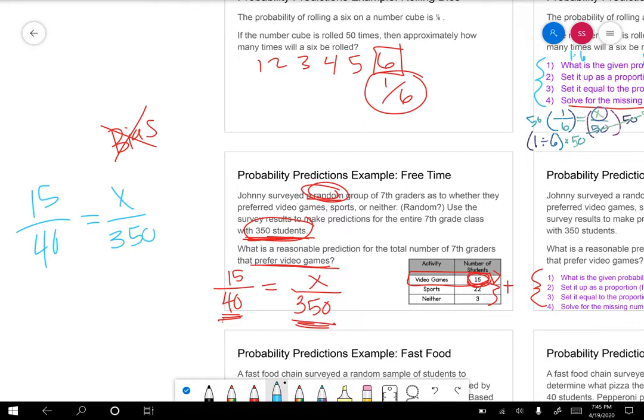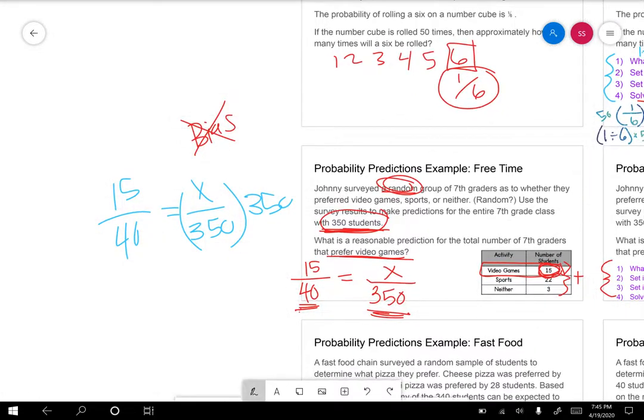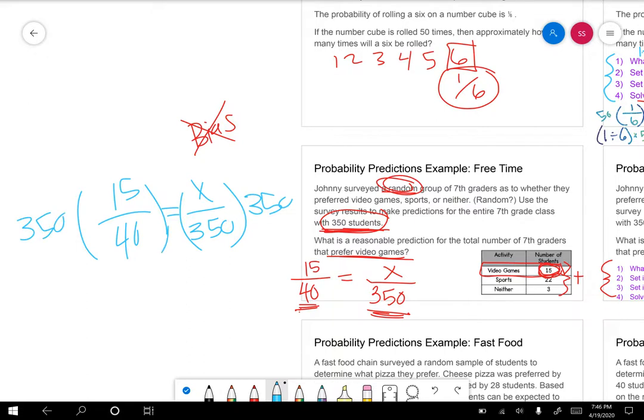Now we're going to do the exact same thing we've done with the last two problems. To get x by itself over here, since it's being divided by 350 right now, we want to multiply by 350 on both sides to isolate x. Again, you have to do it to both sides to keep the balance. Those 350s cancel out, so we're left with x on this side.